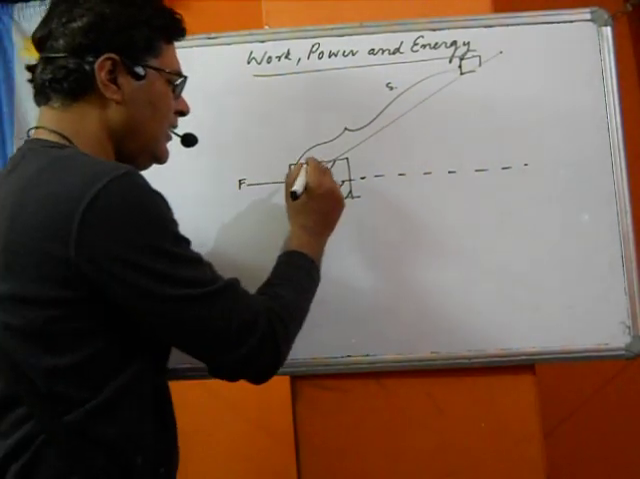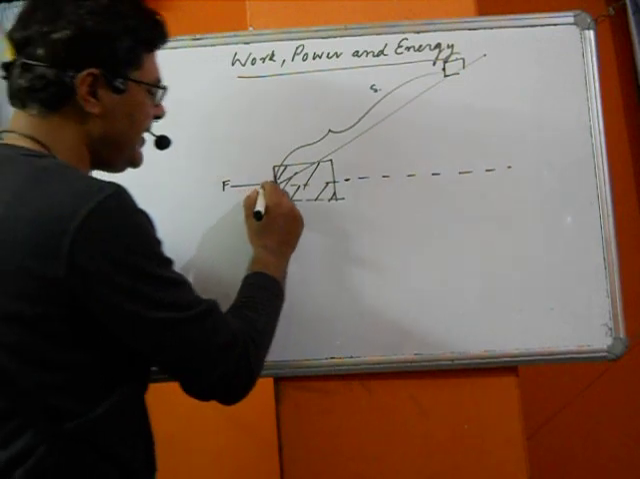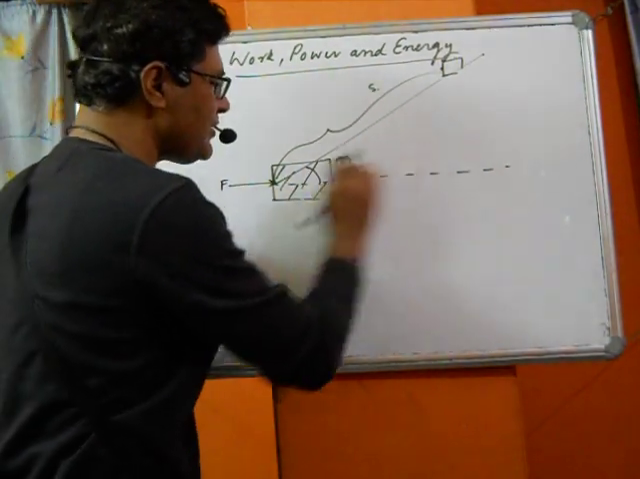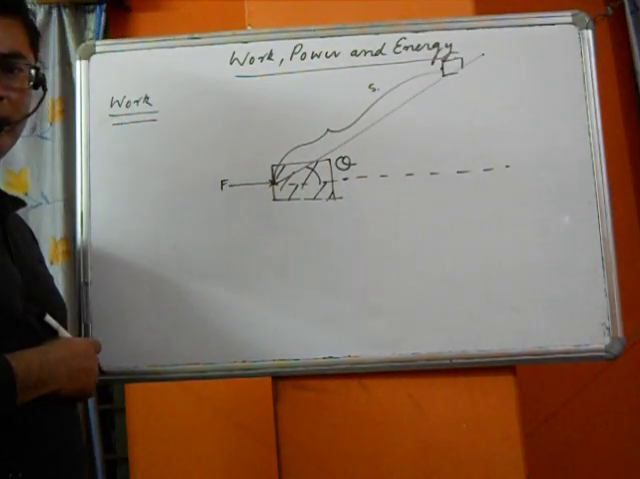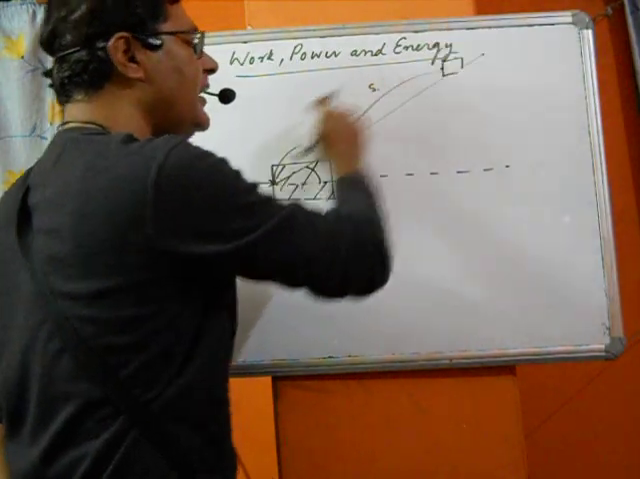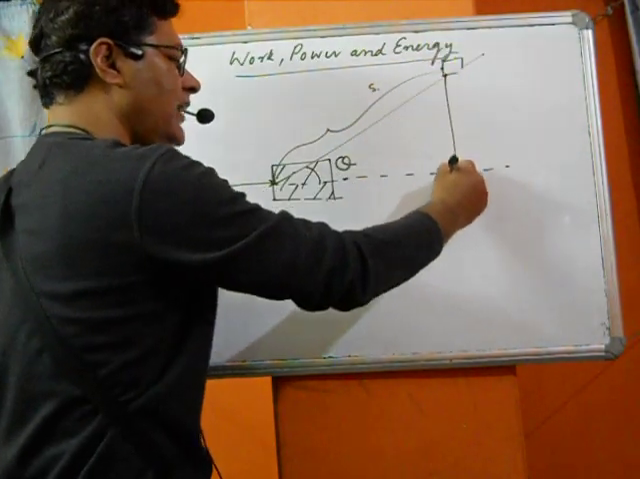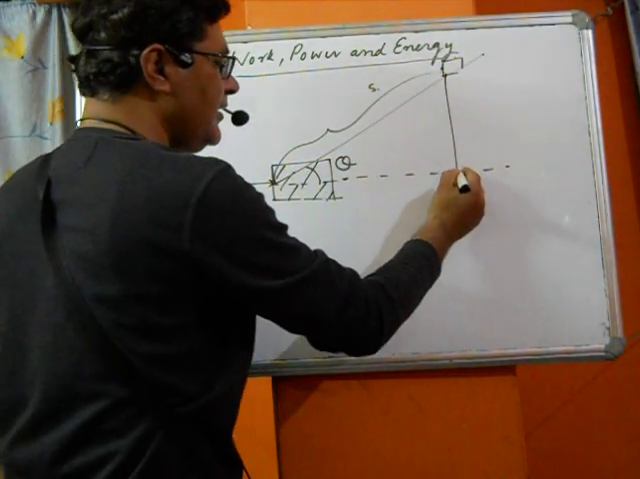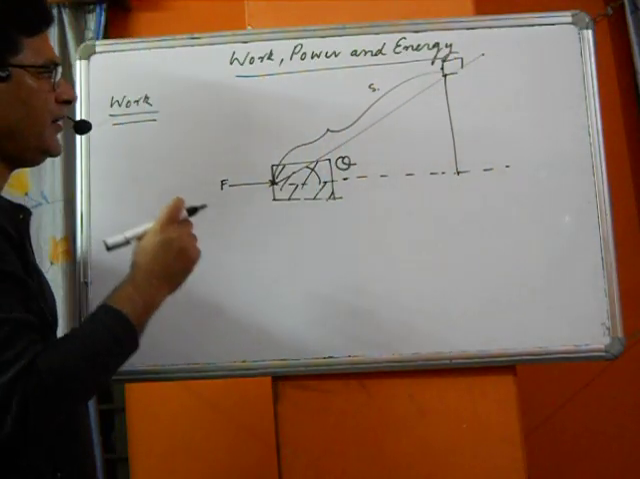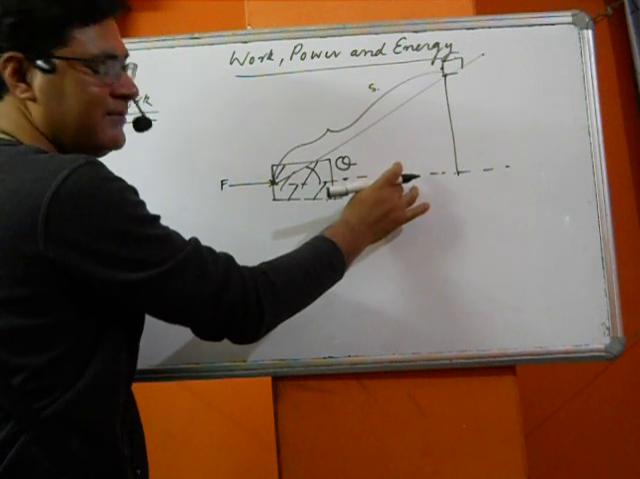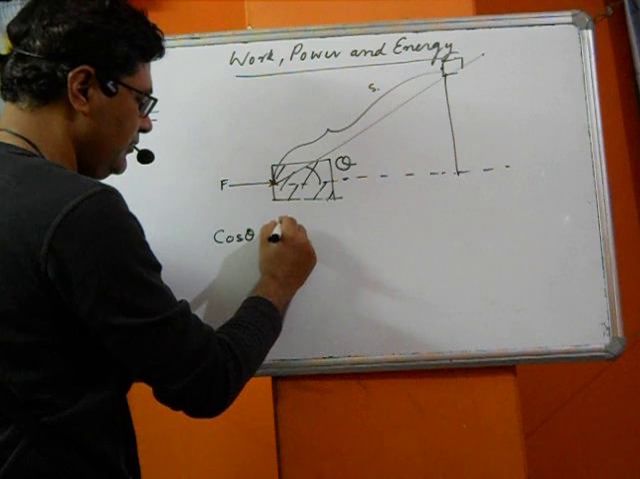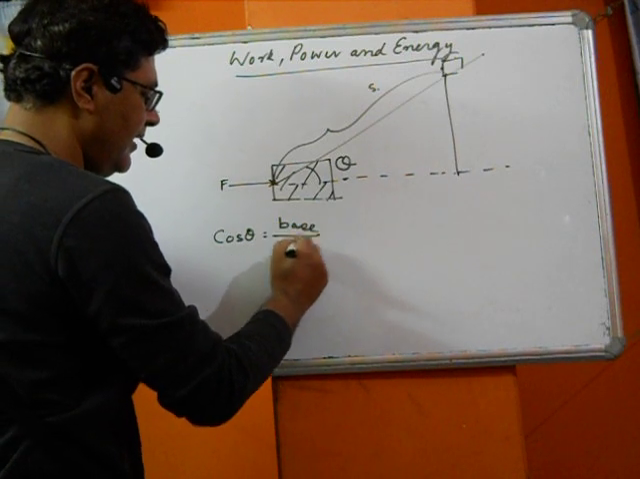So, how do I bring it? Let there be an angle of theta between the direction of force and the displacement. Okay? Now I'll apply trigonometry over here. Please recollect your trigonometrical skills so that you understand it better. So I need to bring this one this side. So what can I say? I can say cos theta equals base by hypotenuse.